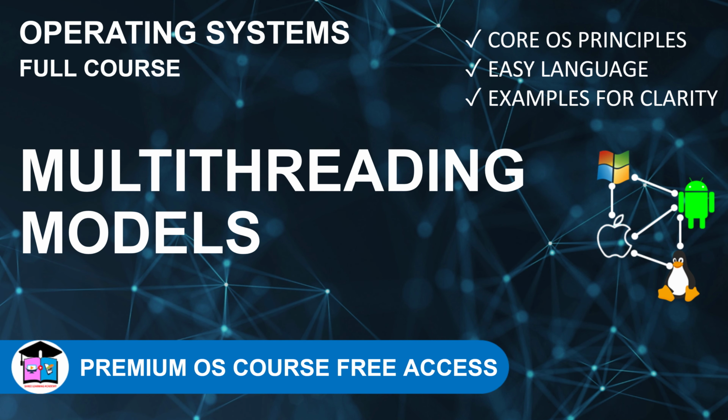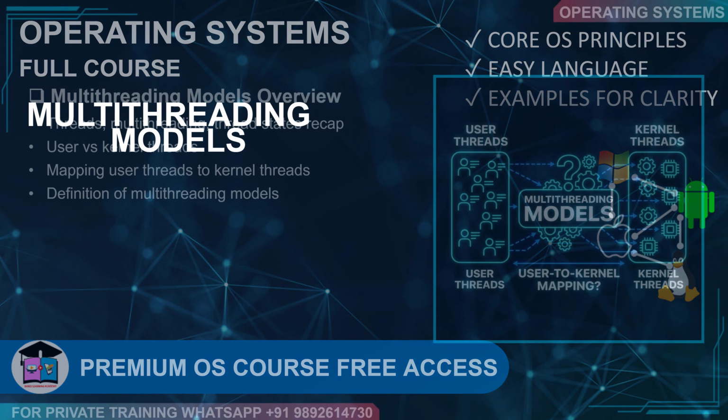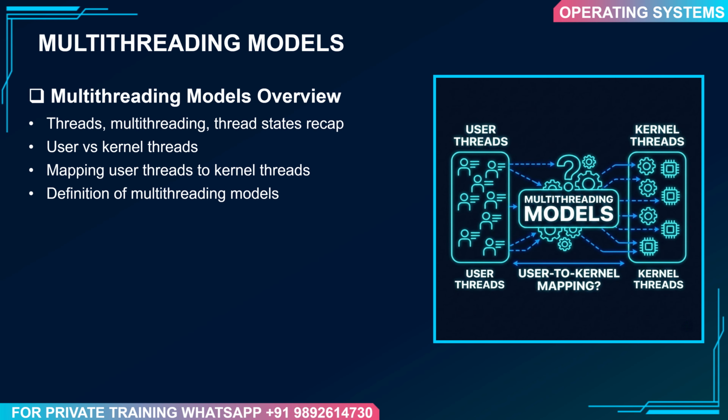Let's simplify multi-threading models. Up to this point in the module, we have talked about what threads are, why we need multi-threading, how thread states work, and the difference between user level and kernel level threads. Now we are ready to connect all of that and answer a very important question. If an application creates multiple threads, how does the operating system actually manage them internally? More specifically, how are user threads mapped to kernel threads? This mapping is what we call multi-threading models.